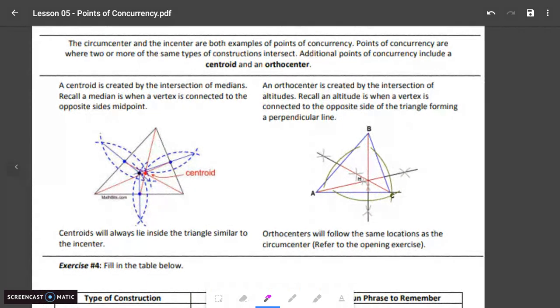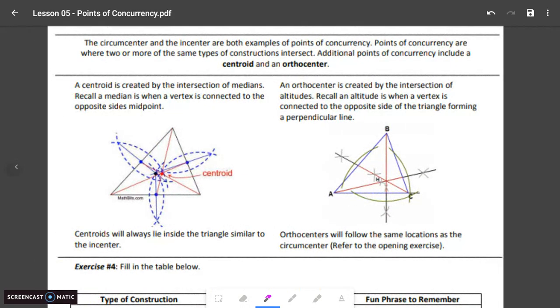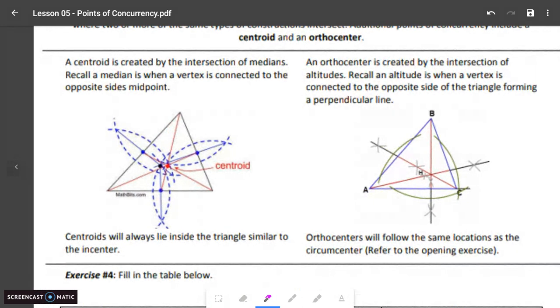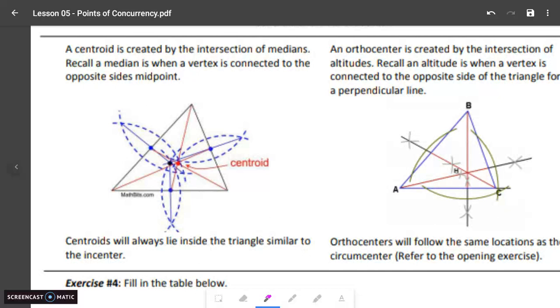There are two other types that we are going to talk about. We are going to construct these, but there are no circles that are attached to them. But what we need to know is that there is a centroid and an orthocenter out there. A centroid is formed by three medians. Now remember, a median is when you construct the midpoint from a perpendicular bisector, and then you find its midpoint and connect the one vertice to that midpoint.